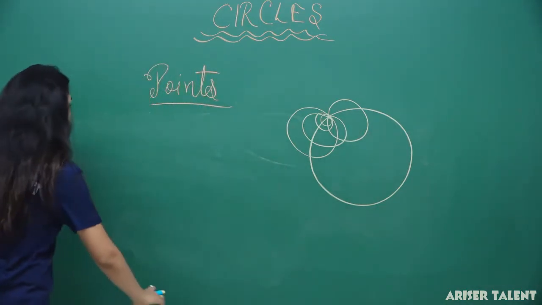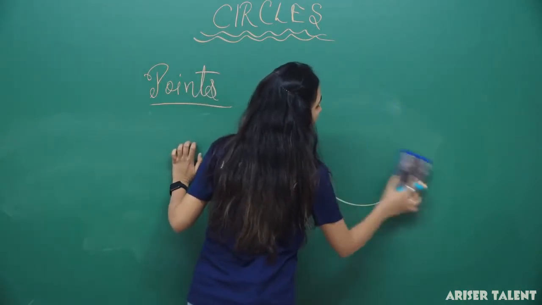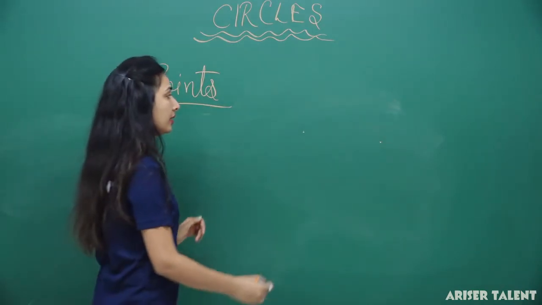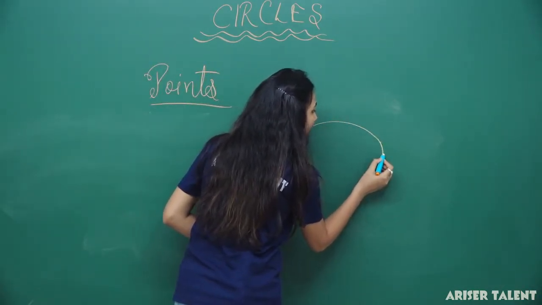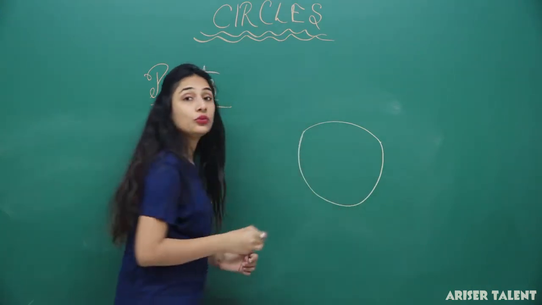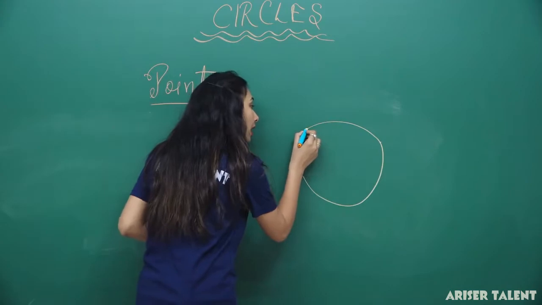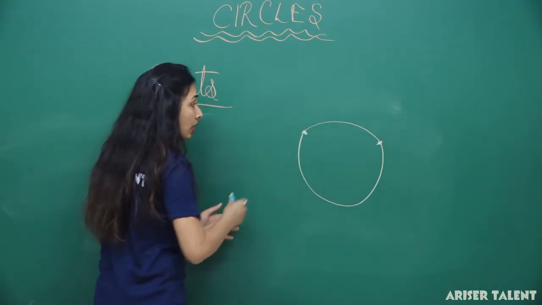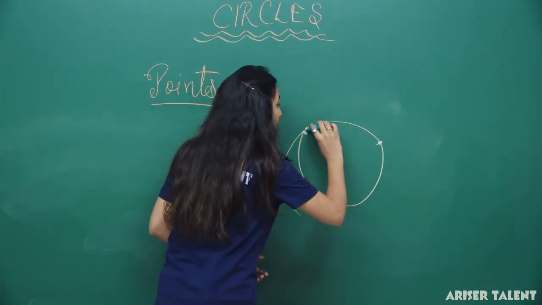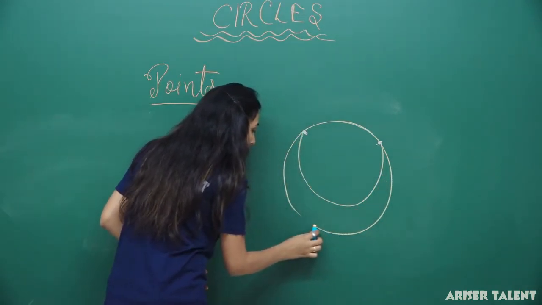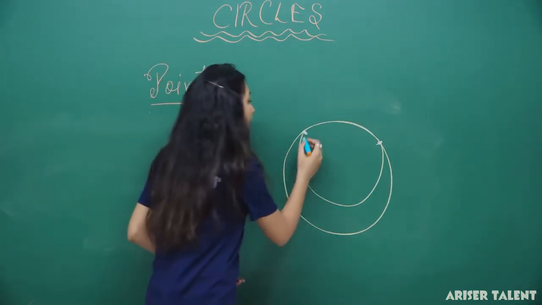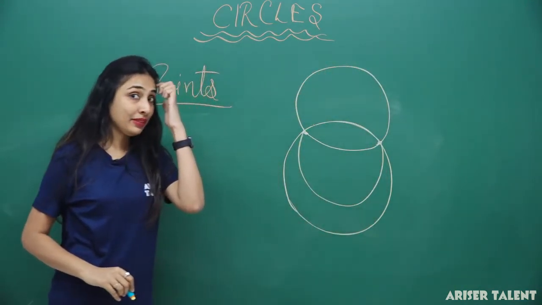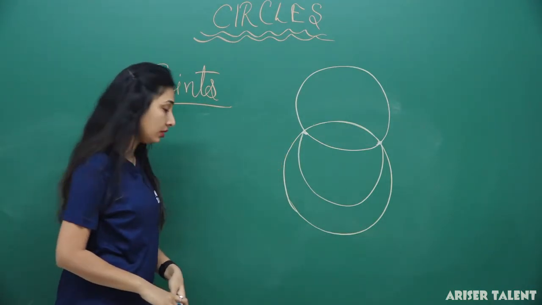So, is it true for a circle too? Let's see. If I am having two points here, I can draw a circle like this. Now students, be very specific about it. This is the first point and this is the second point. Now see this, I can draw another circle through it, and I can also draw another circle. That means 2 points are not sufficient here.